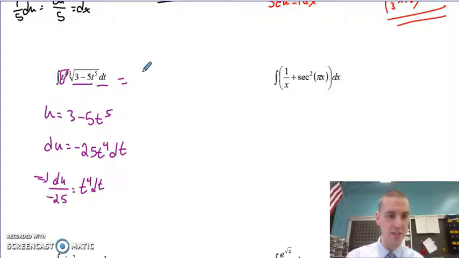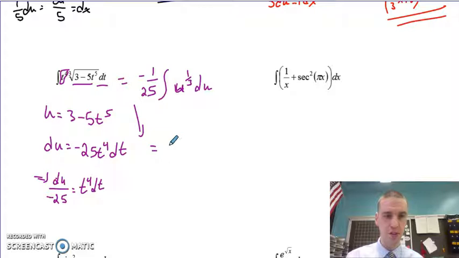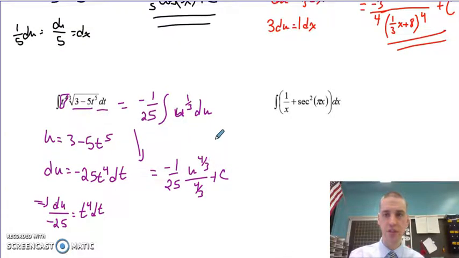So I can say this equals negative 1 over 25, that's the constant here, I brought the negative 25 out, integral of the cubed root, so u to the 1/3 du. So I've taken care of the t to the 4th dt, and so that's a u. In u to the 1/3, I can take the integral, it's just the power rule. Then I can say negative 1 over 25, add 1, u to the 4/3 divided by 4/3 plus c.